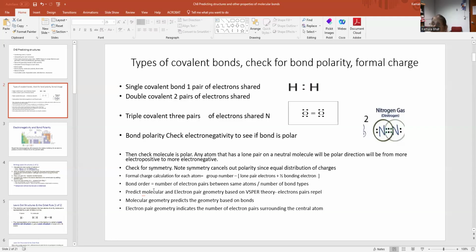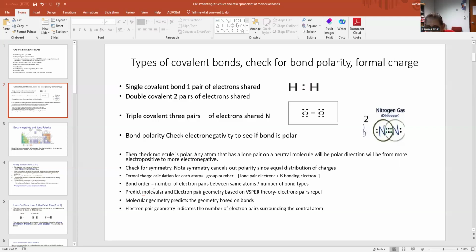And remember, bond order can be 0 as well as negative, as well as fractional. That is because of resonance and unequal sharing of the electrons that is there.